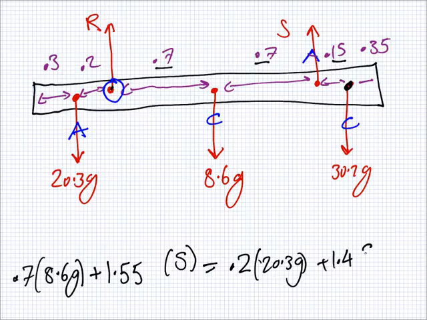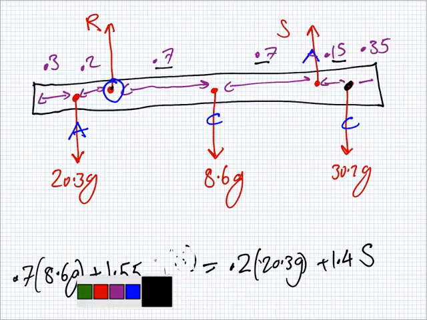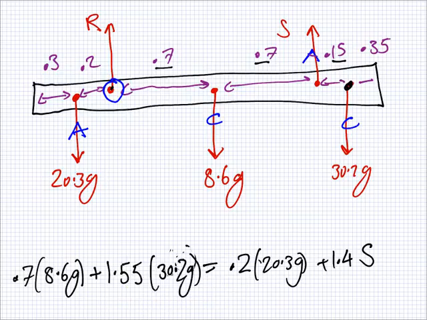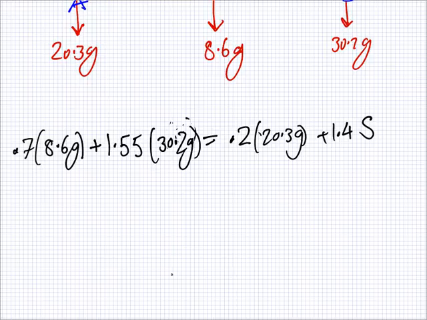Oh, sorry, I wrote S, didn't I? I should have written 30.2. Okay, now we're happy. I screwed this up because I'm so tired. Right, this gives us the S, doesn't it? Because there's only one unknown in it.